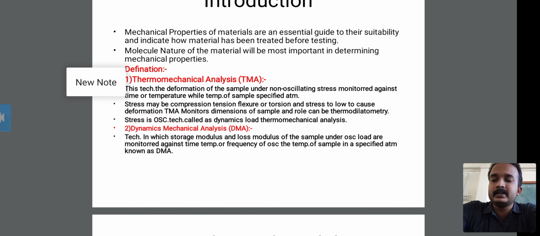Okay, look at this definition of the dynamic mechanical analysis: the technique in which the storage modulus and the loss modulus of the sample under the oscillation loads are monitored against the time or temperature, frequency of oscillation, temperature of sample in specified atmosphere, known as DMA. In this dynamic mechanical analysis, the technique stores the modulus.